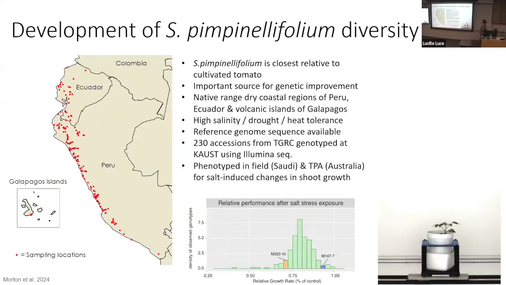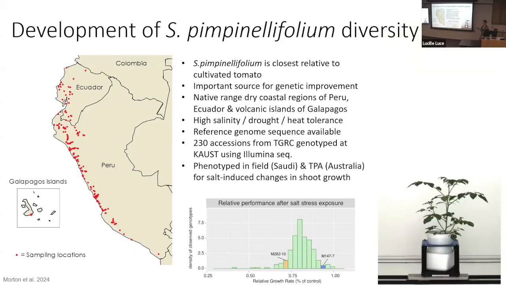But today I really want to focus on Pimpinellifolium. So Pimpinellifolium is a wild tomato. Here you can see a plant of Pimpinellifolium growing in the high throughput phenotyping facility in Australia. So we are working with approximately 220 accessions of Pimpinellifolium that were collected around the west coast of South America and some of the Galapagos Islands. They're an important source of genetic variation.